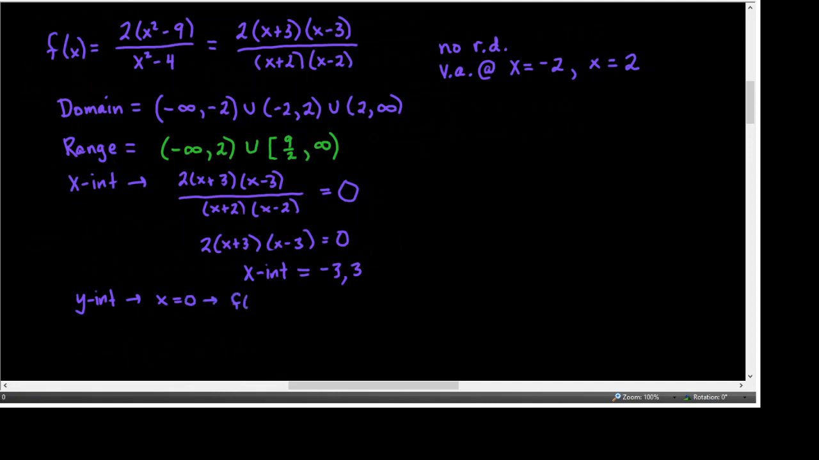So substituting 0 in, you'll get -18 over -4, which is 9/2. Notice I'm saying that the intercept is a number. Intercepts are places on the axis where the curve touches the axis, and so that's a numerical value.